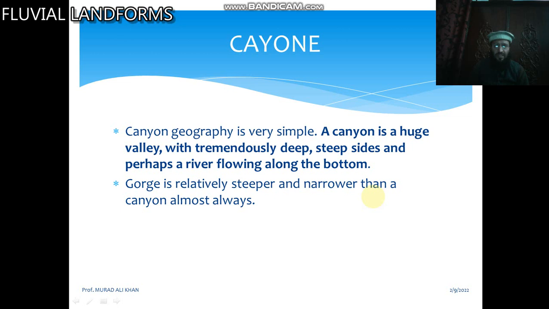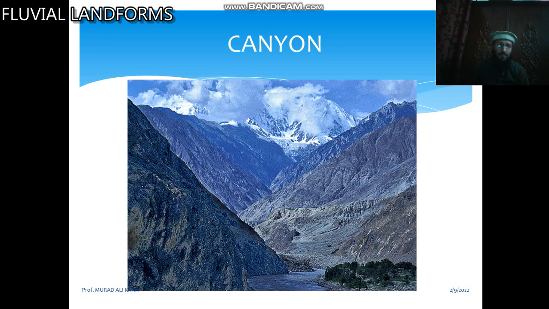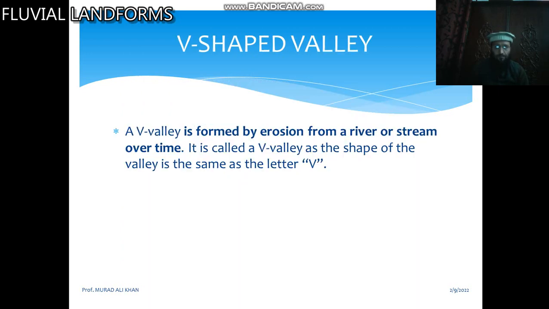The second one is the canyon. Canyons, in geography, are very simple. A canyon is a huge valley with tremendously deep or steep sides and perhaps a river flowing along the bottom. A gorge is relatively steeper and narrower than a canyon, almost always. Gorges are steeper. Canyons are a bit gentle, having gentle slopes, and the size of a canyon is a bit larger as compared to a gorge. Now this is one of the gorges.